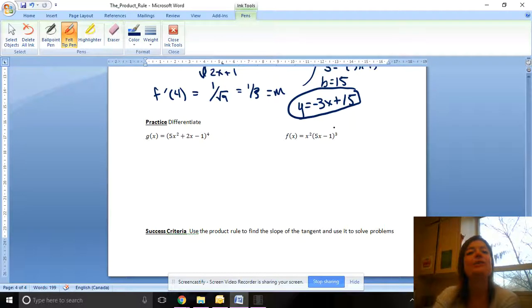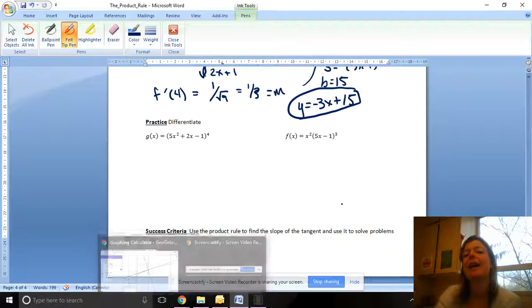All right, so just remember, the reason why we learn the product rule is because that's how we find the derivative of functions where it's the product of 2 functions. It's just the slope of the tangent. It's just rate of change.